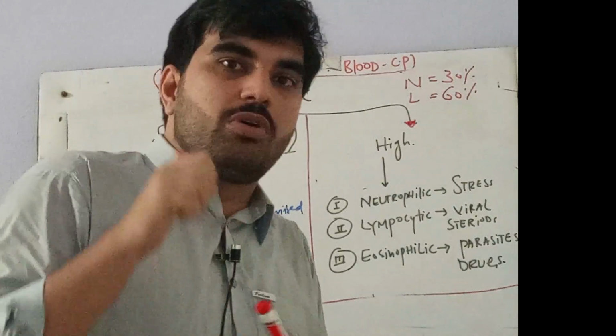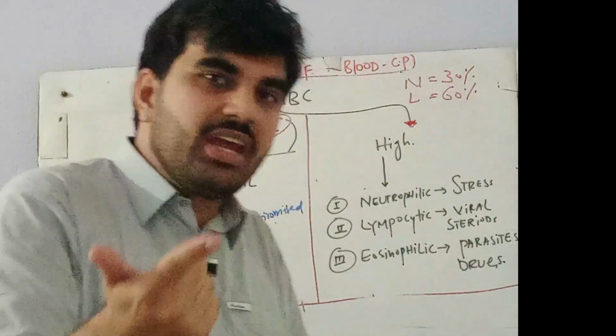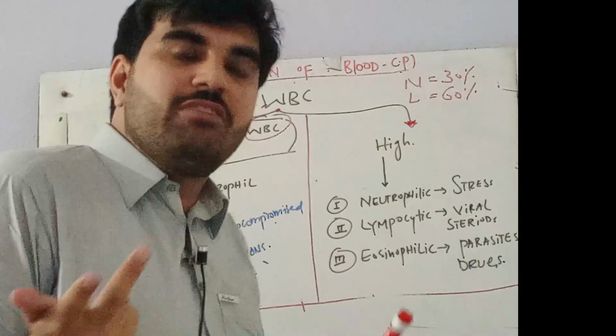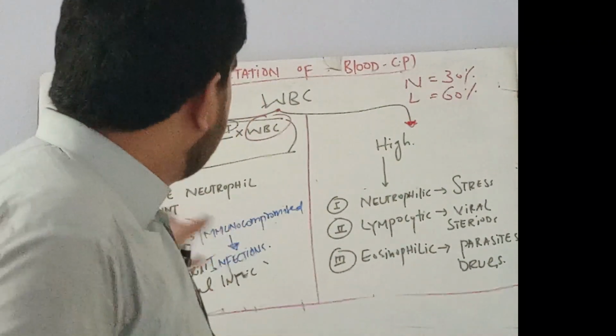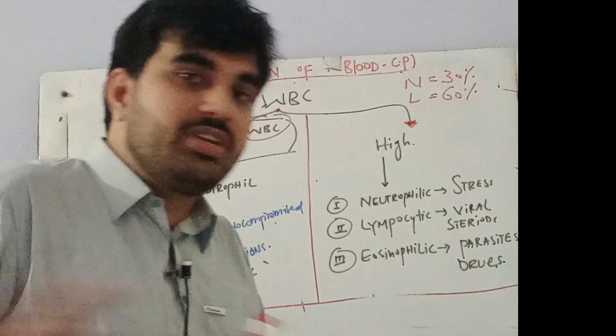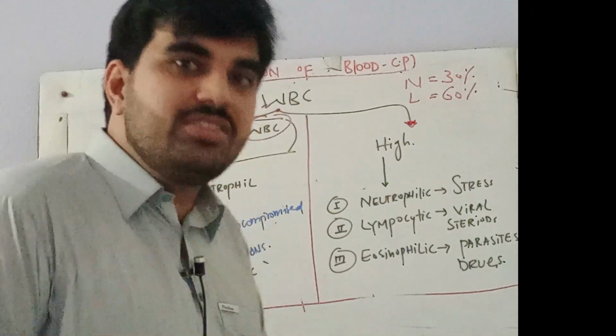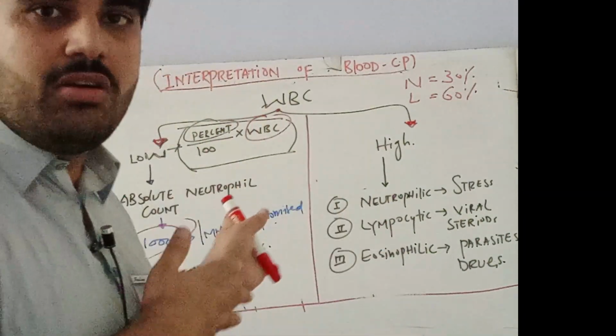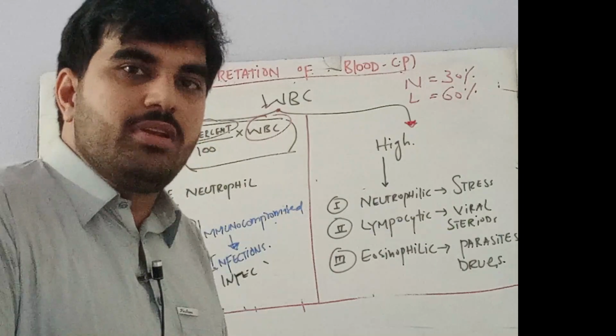So you have to cover all three things: gram positive, gram negative, anaerobic infection, and fungal infection. So if the ANC is low and the patient is in sepsis, you have to cover all these before the data of the blood culture is available.